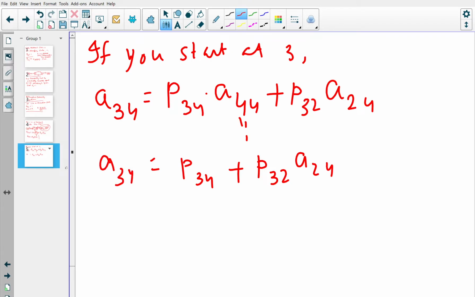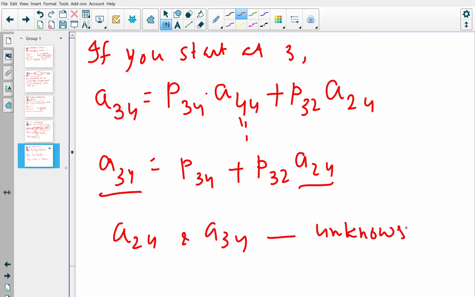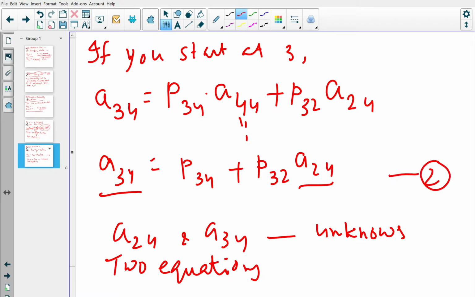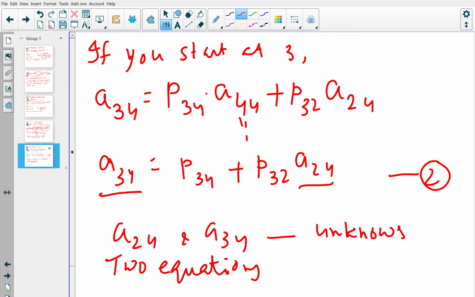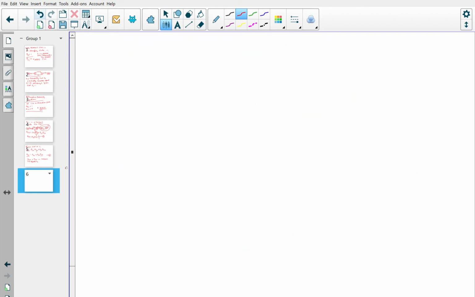Now you can understand that there are two unknowns here. What are the two unknowns? a24 and a34. So two unknowns and two equations. You have equation 2 and then equation 1 here, and you can solve these two equations to get the final answer. So I'll give you the general result. This is the kind of example.